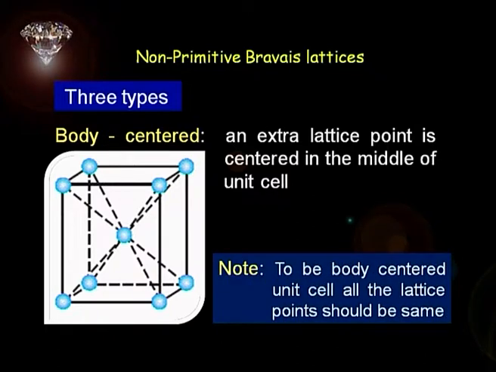Now, what is important is, before we proceed further, we must make a note of it, that is, to be a body centered unit cell, all the lattice points should be the same. That means all the lattice points which are at the corners as well as at the body center must be identical. Then only we say it is a body centered lattice.